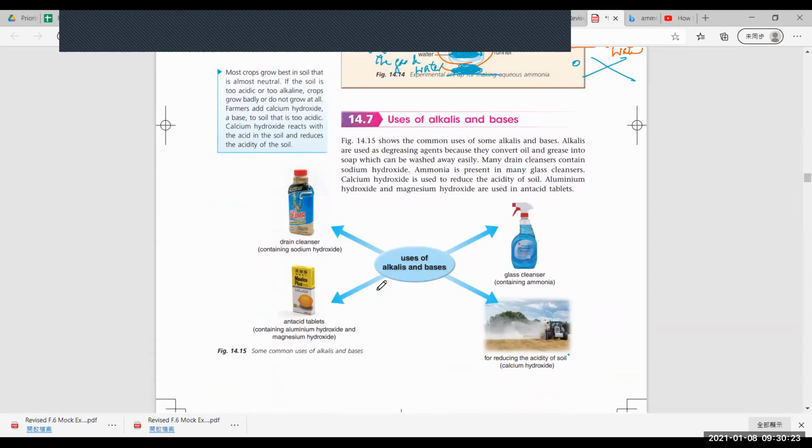So indeed, alkalis are also commonly found in our daily life. Some of them exist naturally, for example, slaked lime.